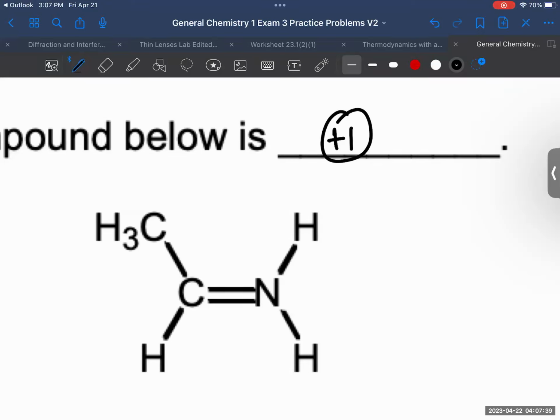How many valence electrons does nitrogen have? Yeah, 5. And then how many does it own here? 4. Yeah, 1, 2, 3, 4. So 5 minus 4. That's where the plus 1 came from.